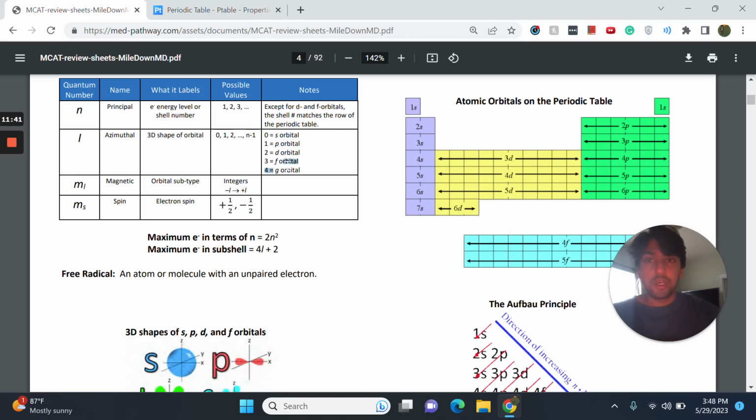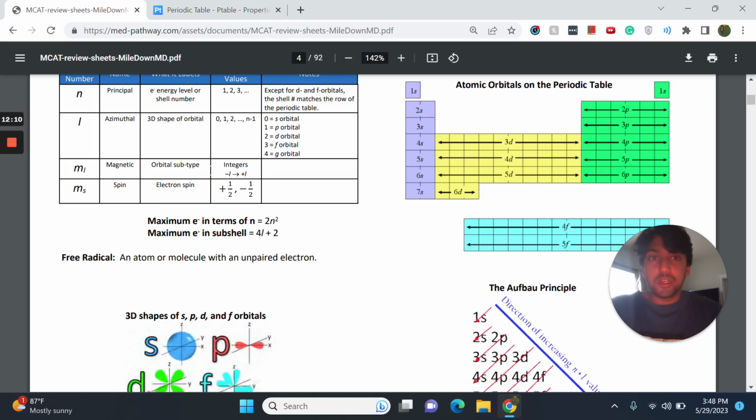Okay, ml is the magnetic quantum number, and that's what gives you the orbital subtype. The integers can be between negative l and l. So if you're dealing with a p orbital, the p orbital is l equals 1, so the magnetic numbers can be between negative 1 and 1: negative 1, 0, and 1. You should know that each orbital subtype can contain 2 electrons. That explains why a p orbital has 6 electrons, because it contains negative 1, 0, and 1, which is 3 orbital subtypes, and each orbital subtype contains 2 electrons.